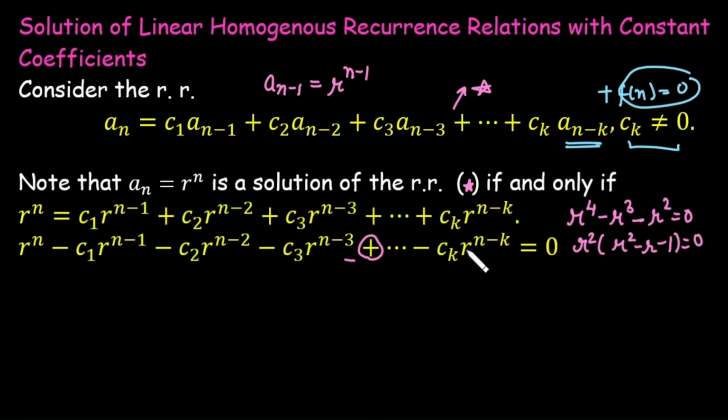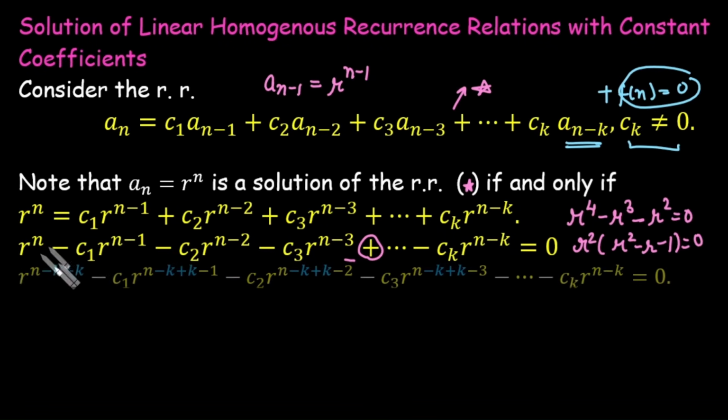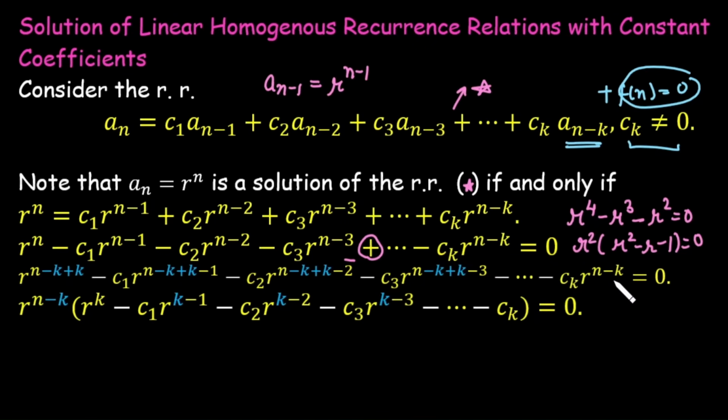The same procedure we will follow here. We will take the lowest power outside. Lowest power is n minus k. So before that, we can create n minus k here by just writing minus k plus k. Even in this case, minus k plus k, and for this case as well, and here there is no need to write this one because it is already in n minus k form. Now we can take r raised to power n minus k common. So we have r raised to power k, r raised to power k minus 1, r raised to power k minus 2, r raised to power k minus 3, and this is already outside, so simply the constant is here.